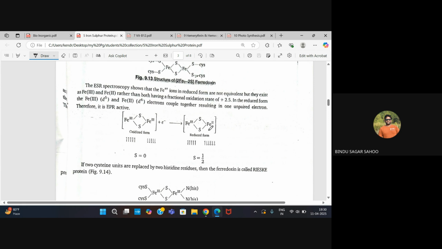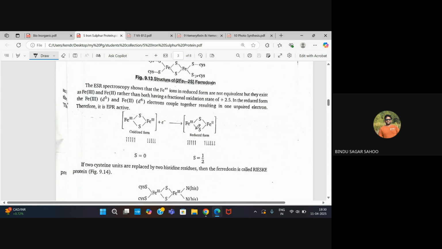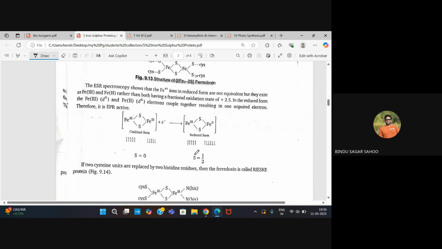If there is an unpaired electron, it is forming a paramagnetic complex. This complex will be EPR active. So by using Mössbauer spectroscopy or electron spin resonance spectroscopy, we can differentiate between the oxidized form of this iron sulfur protein and the reduced form of this iron sulfur protein. Yes or no? And sometimes this 2Fe2S protein we can call a Rieske center protein.